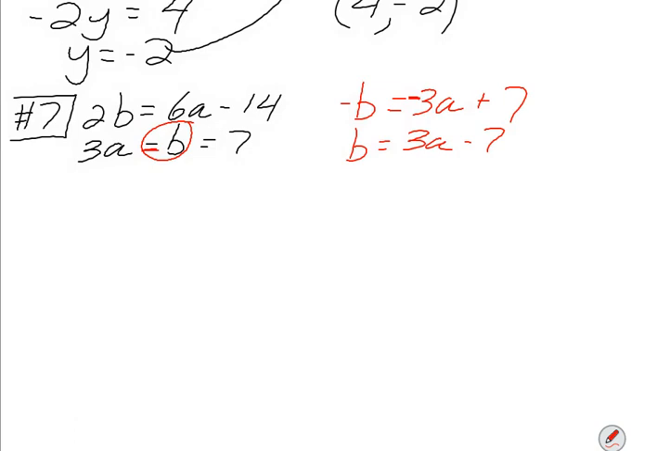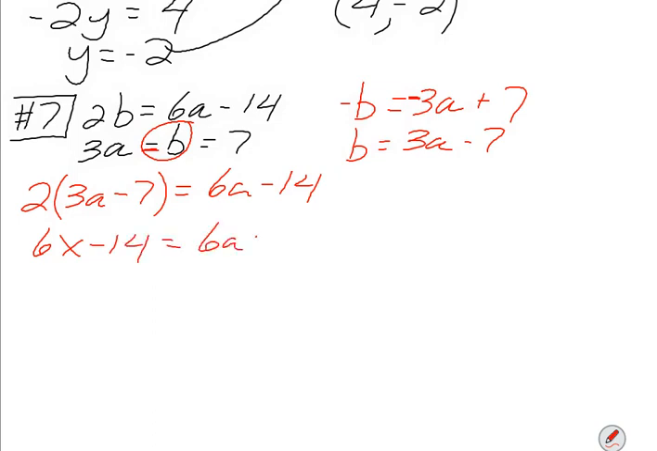Continue working. First equation, it is 2b, so it's going to be 2 times b, which is 3a minus 7, is equal to 6a minus 14. So I get 6a minus 14 is equal to 6a minus 14. When you subtract the 6a's, they go away, and you're left with a negative 14 equals negative 14. Some of you might have 0 equals 0. Either case, they are both true, so you have infinitely many solutions.